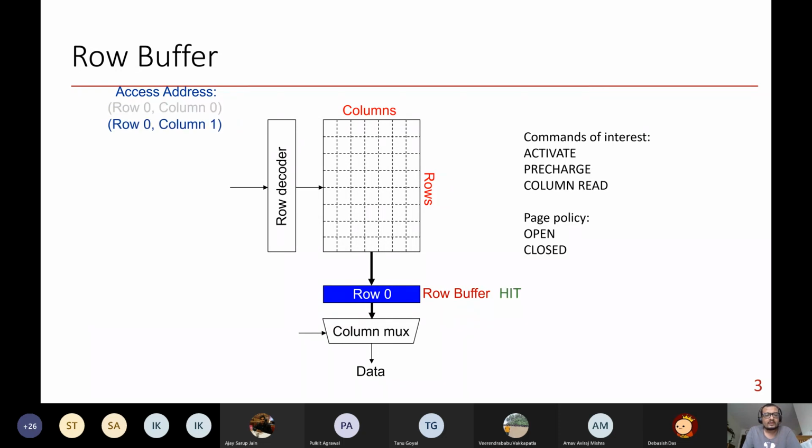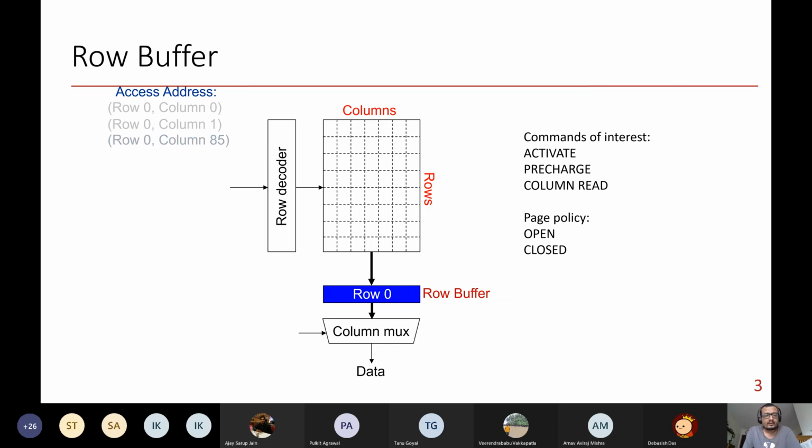So the same thing goes on now. If you get a request to column 1, you get a hit because the row buffer contains the same row. So no need to activate again. You can directly do a column read. So this goes on as long as you are accessing the same row.